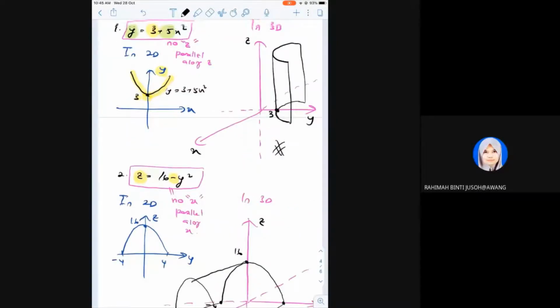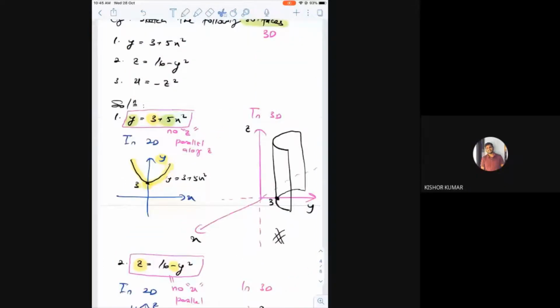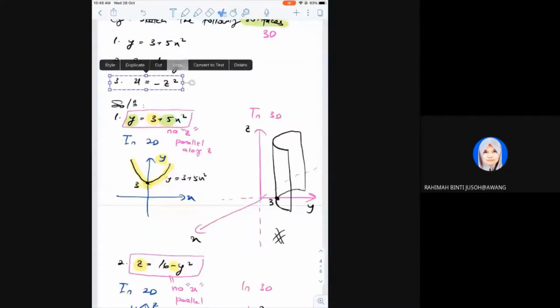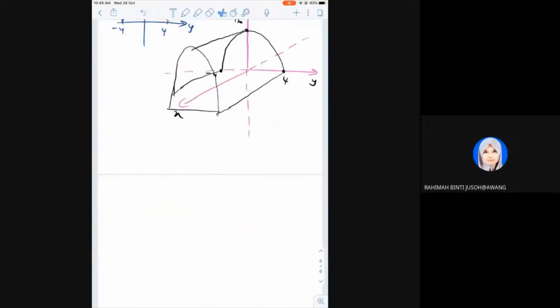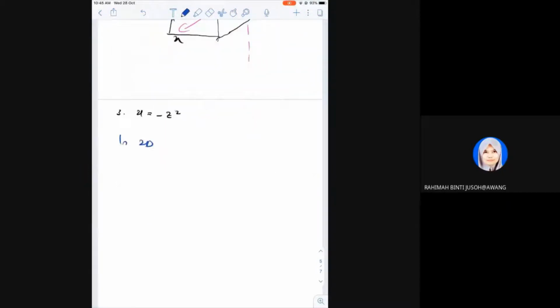Okay, so now question number 3. Ini simple je, question number 3. Macam mana ni dalam 2D? In 2D, kalau paksi X equals to negative Z squared, X horizontal, Z vertical. X as the subject now. So X means right or left, right? Negative means left. So sebelah kiri lah kan? Dia pandang sebelah kiri, negative X. Macam ni.